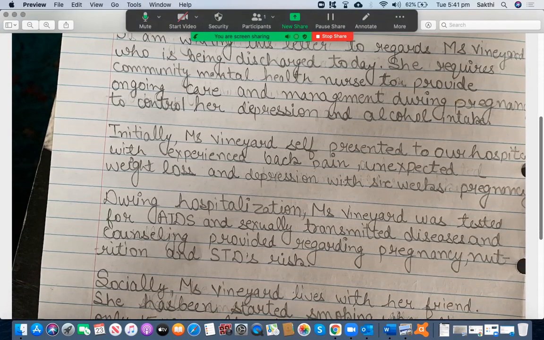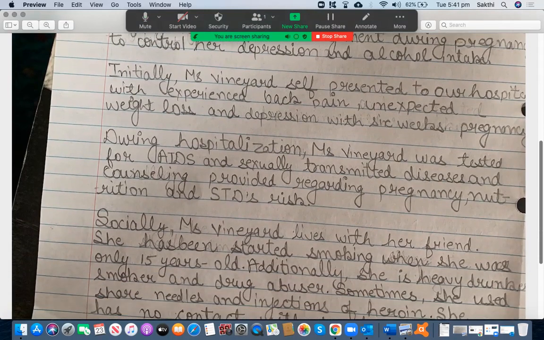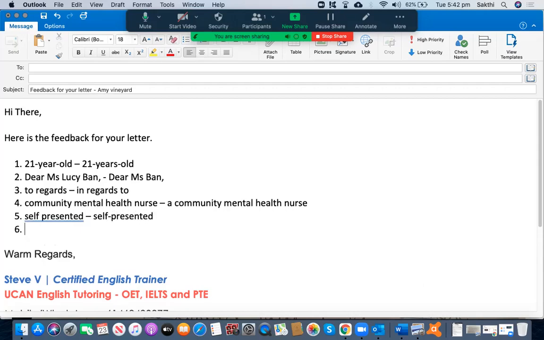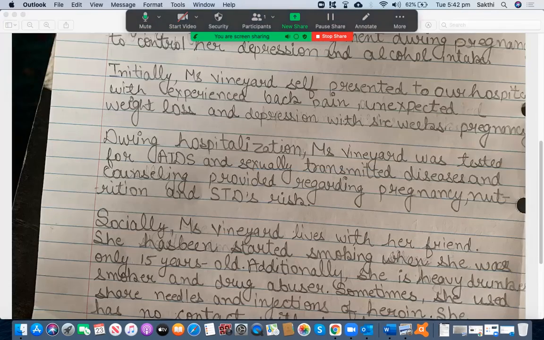So the next one is: initially Miss Vineyard self-presented. Whenever you write self and then presented, you have to use a hyphen: self, hyphen, presented. Self always goes with a hyphen and it is considered one word only. For example, self-respect, self-confidence, self-harm, all these words would be one word only.